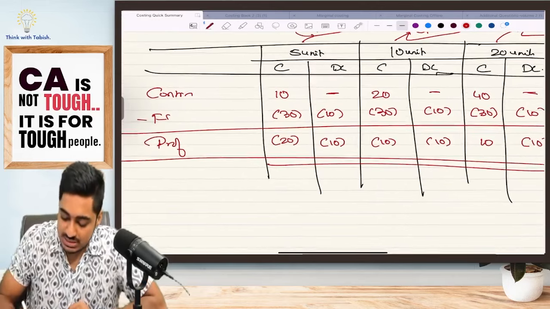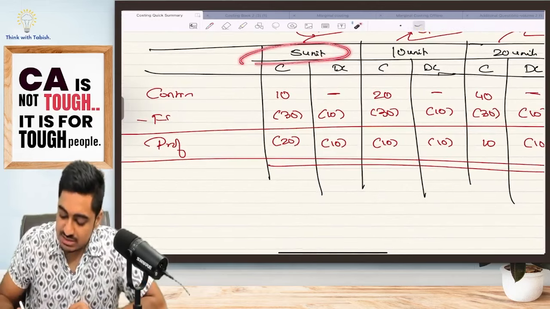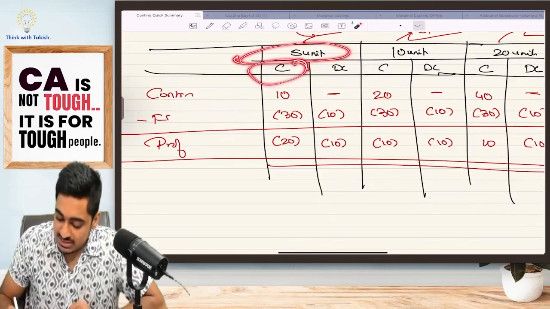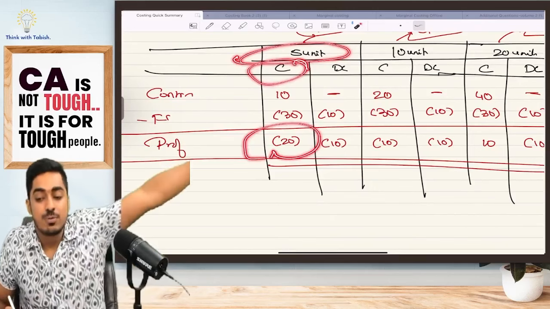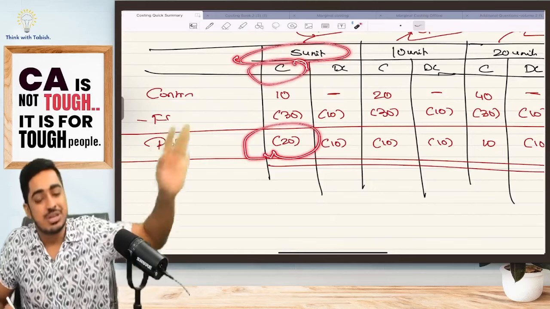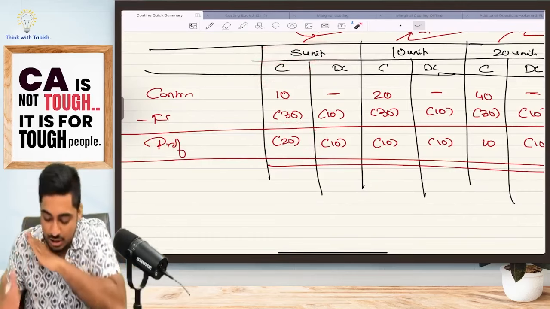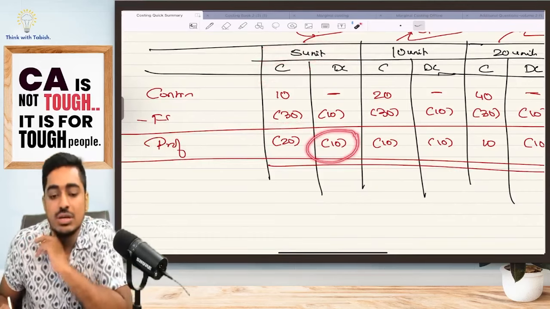10,000 will be loss. Here 10,000 will be profit. Now tell me one thing, students. If I am selling 5 units, if I continue business, how much am I earning? I'm incurring a loss of 20,000. If I discontinue, if I shut down and sleep at my home peacefully, how much is my loss? 10,000 only. What is better?